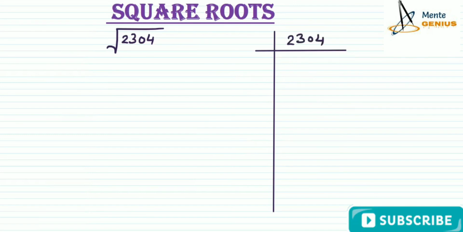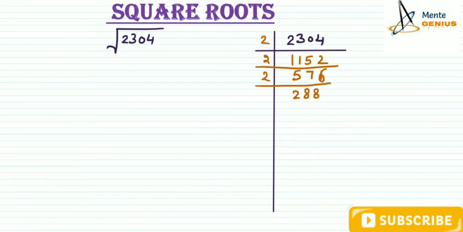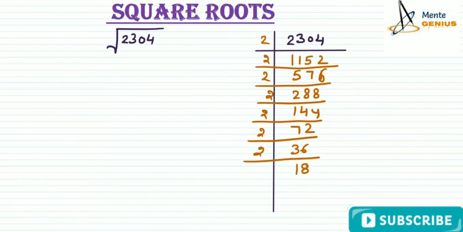We can divide it by 2. 2 1s are 2, 2 1s are 2, 2 5s are 10, 2 2s are 4. 2, 5, 7, 6, no sorry, 6. Again, it is divisible by 2. 2 2s are 4, 2 8s are 16, 2 8s are 16. Now again, 144. Now again, 2 7s are 14. Now again, it is divisible, 36. Again, 2 1s and 2 8s, 2 9s. Now we will divide it by 3. Oh, here we are getting 1.